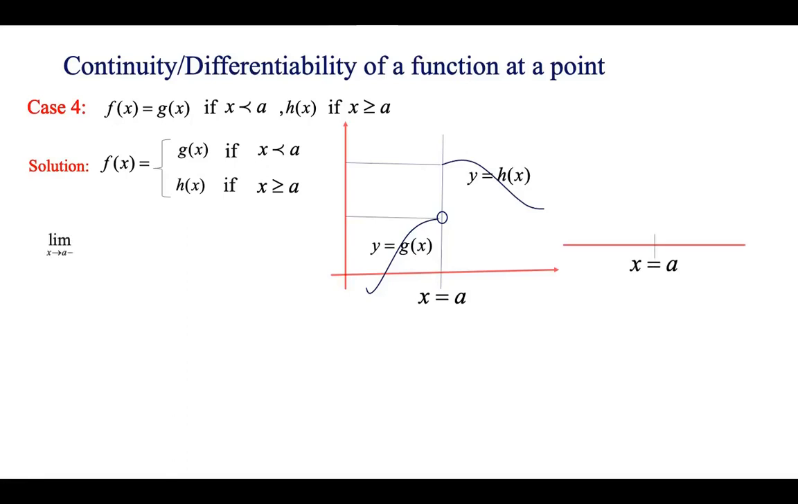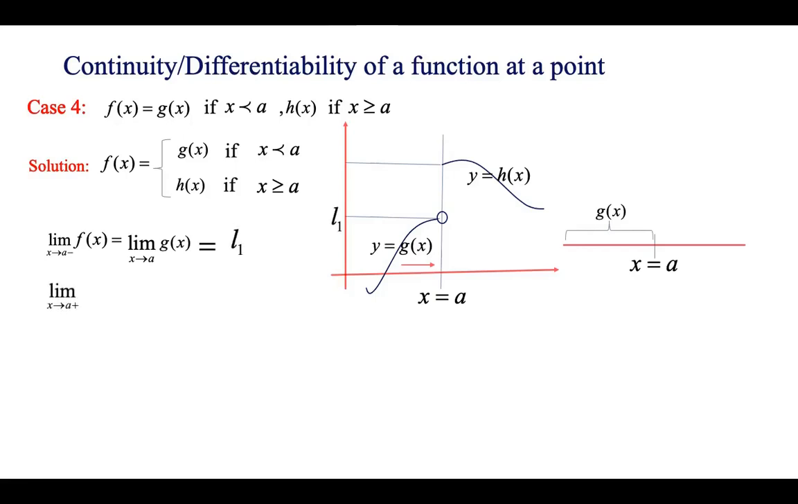Now I am calculating the limit of f of x as x tends to a minus. That is, x is approaching a through the left side of a. On the left side of a, it is given by the piece g of x. So the limit of this g of x as x tends to a, from the diagram, becomes L1. Therefore, this limit is L1.